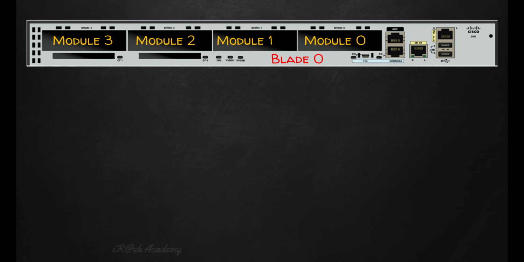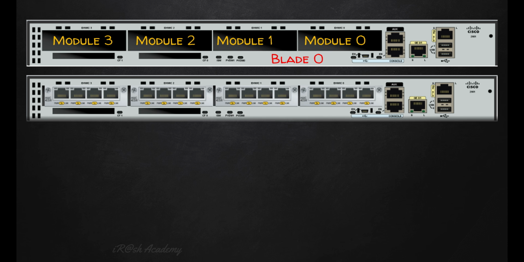Now let's install some modules in this router's empty slots and see what's happening. So the second picture shows the modules installed in these empty slots. I have installed a 4-port fast Ethernet switch module in each slot. Now, how are the interfaces numbered from this concept? First of all, let's consider blade 0. Is there any interface available in blade 0? Yes, there are a few interfaces available, and let's see what those are.